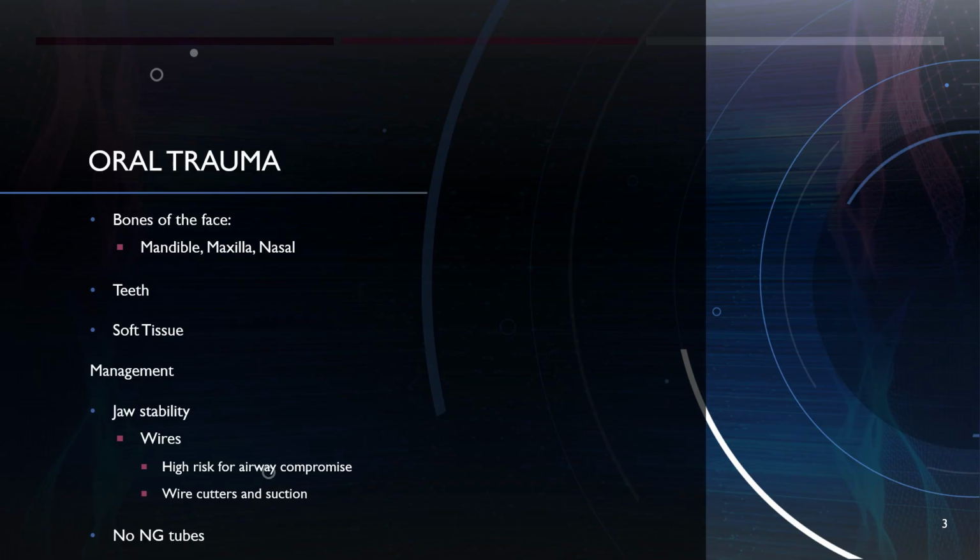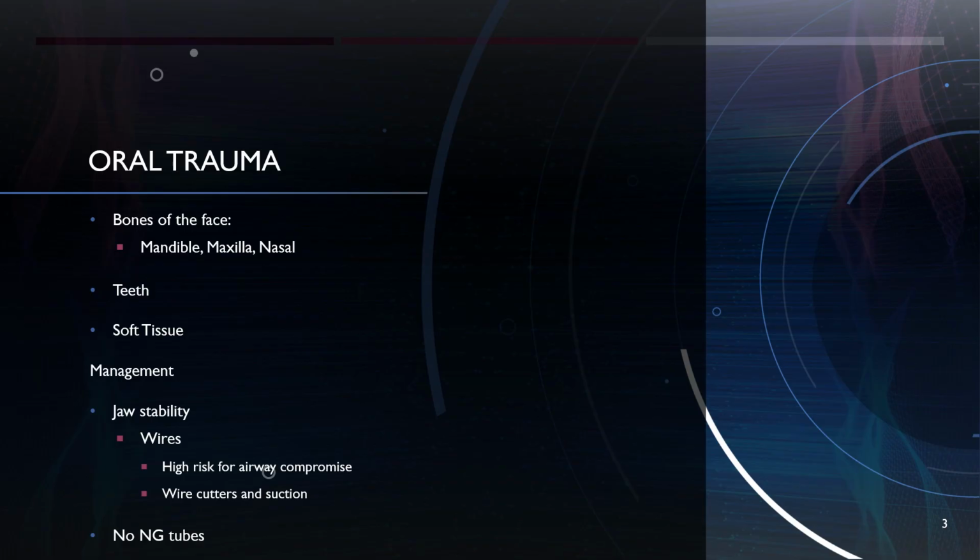Management is jaw stability. A lot of the times these patients will have their jaw wired shut, and those wires are going to help hold those bones in place as they heal. We worry because these patients are at a very high risk of asphyxiation because they can't open their mouth and open that airway. So we need to make sure that we always have wire cutters in the room as well as suction available. Every patient with some sort of face trauma who has their jaw wired will have these cutters, so if they were to vomit or aspirate, we can cut those wires and suction whatever we need to out.